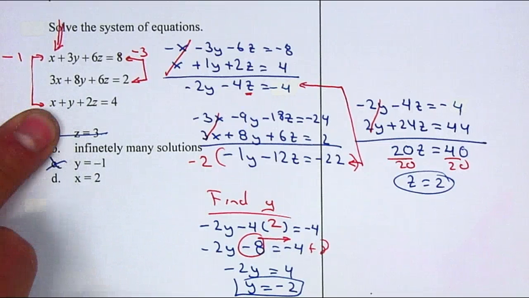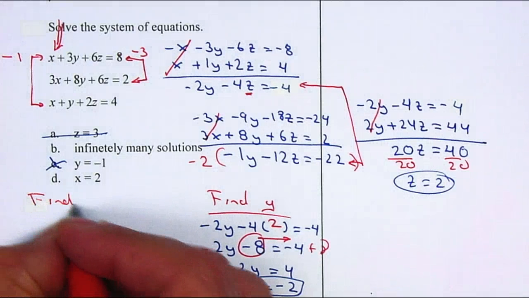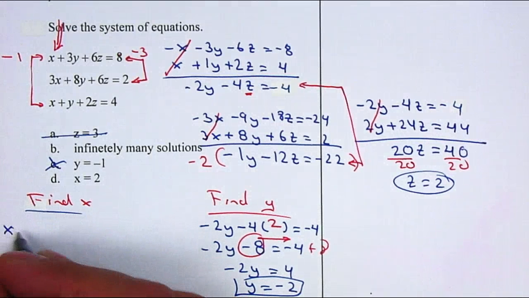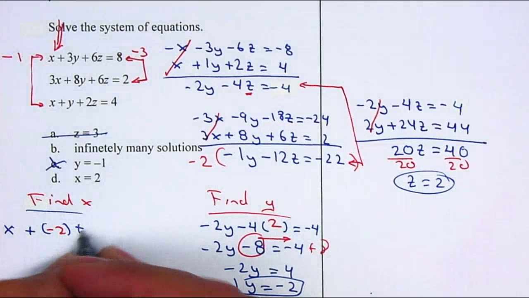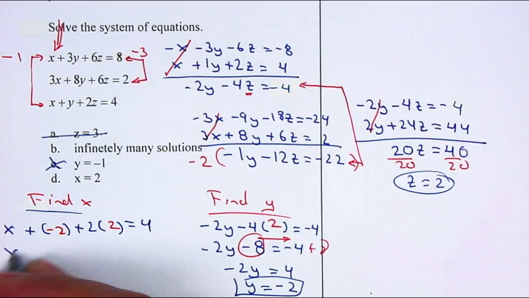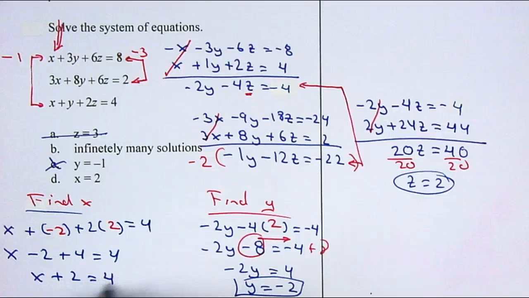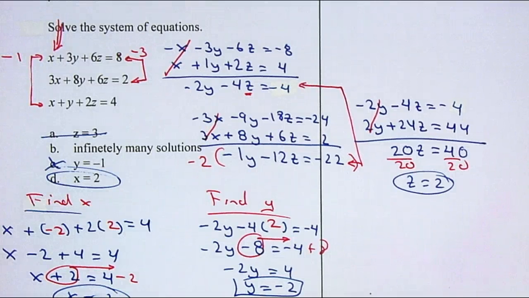So let's plug both of them into the first or second or third equation. Let's go and plug it into the last equation. So therefore I'm going to find x. And hopefully my value will be 2. So let's see, x plus y, which is negative 2, plus 2z, which is 2, is equal to 4. So x minus 2 plus 4 is equal to 4. X plus 2 is equal to 4. And move the 2 to the right, becomes a negative. So it's x is equal to 2. Perfect. So your answer was letter D.